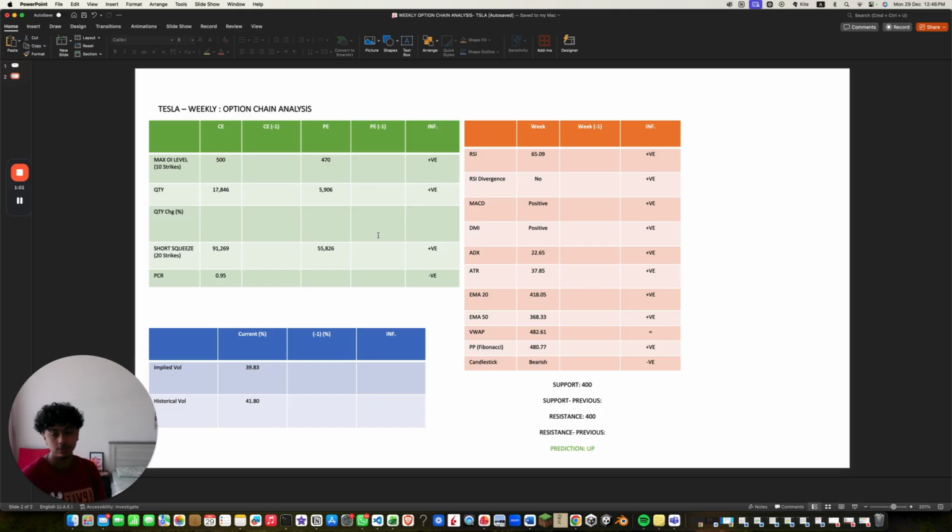VWAP is 42.61. Pivot point is neutral here because we don't have a comparison point, and the candlestick is bearish. That's negative. The current support is at 470. I need to just update this. And the current resistance is at 500. And overall, based on this option chain analysis, we can expect Tesla to go up.